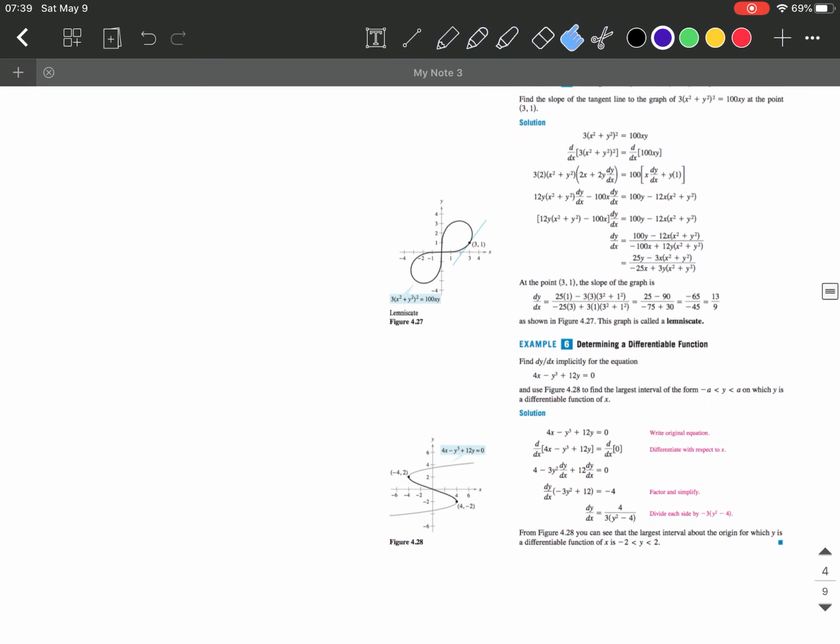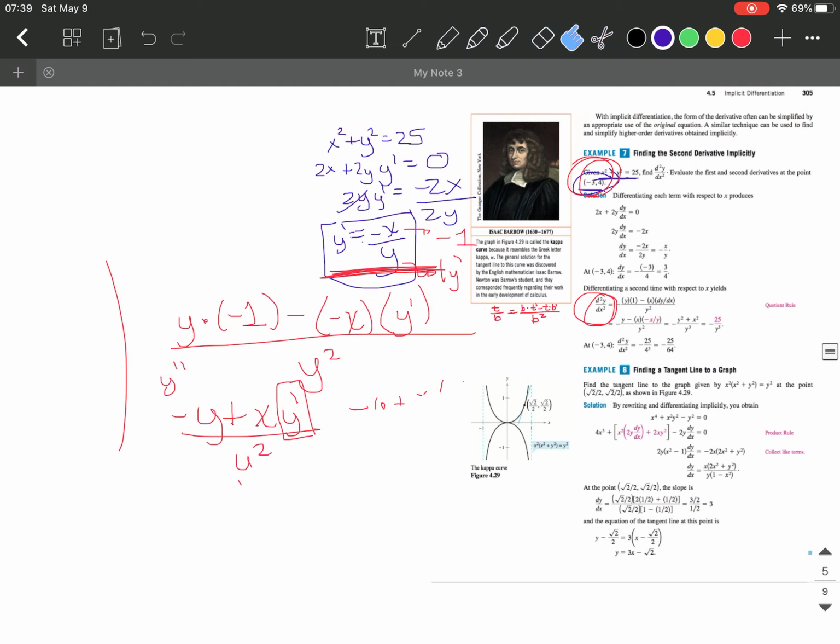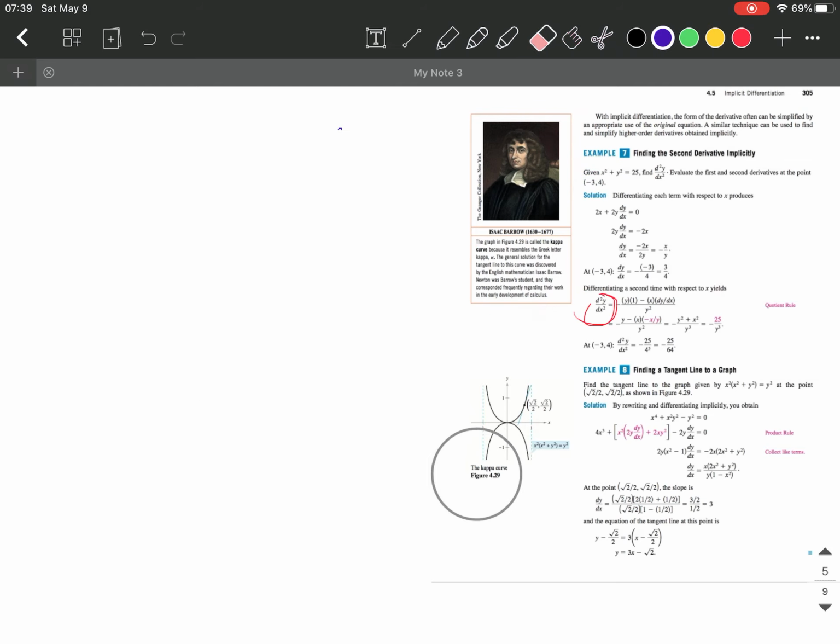Okay, let's look at Example 8. In Example 8, they don't ask you to find the slope. They ask you to find the actual tangent line. So that means first find the slope and then use one of the formulas to write the line. All you need is a slope and a point, so you have everything. It's just a lot of math.